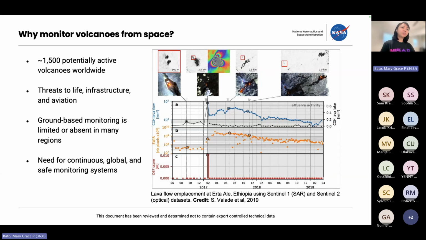Here in this figure, I'm just showing this lava emplacement event at Ertale using both Sentinel-1 and Sentinel-2 datasets. This is from the paper of Sebastien Valade, 2019, showing all those different satellite imageries that were used to get information about this event.